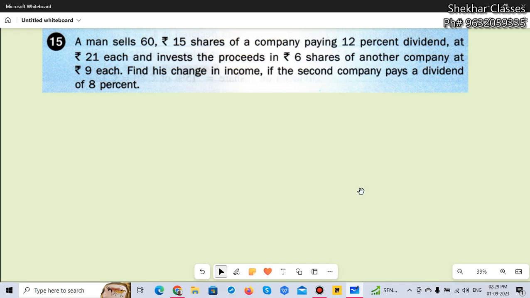A man sells 60 shares of 15 rupees of a company paying 12% dividend at 21 rupees each and invests the proceeds in 6 rupee shares of another company at 9 rupees each. So invest the proceeds means whatever amount he has received on selling those shares, that amount is invested in another share which is 9 rupees each, but the face value is 6 rupees only. Find his change in income if the second company pays a dividend of 8%.